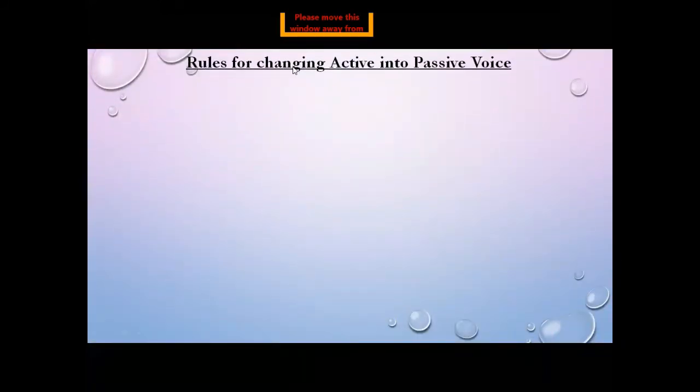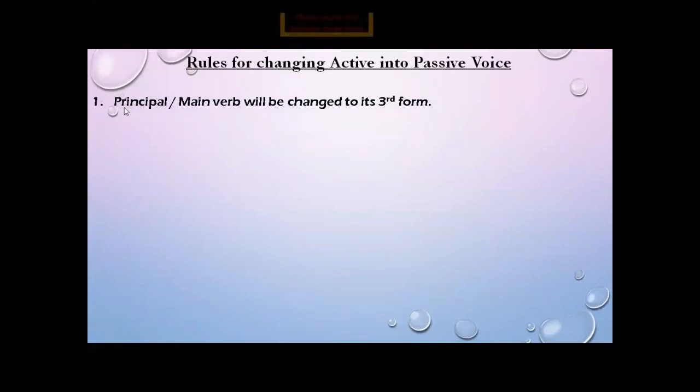Now, let's see the rules for changing active voice into passive voice. What are the rules when we change active voice into passive voice? Let's see. Number one, the main verb or the principal verb are the same. The main verb will be changed into third form. You know, there are many forms of verb. In the simple present tense you use first form. In the simple past you use second form, and sometimes you use present participle in continuous tenses. But in passive voice, in all types of sentences, the main verb will be changed into third form. I mean past participle.